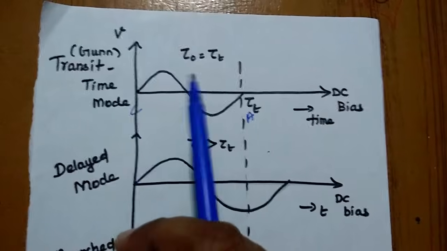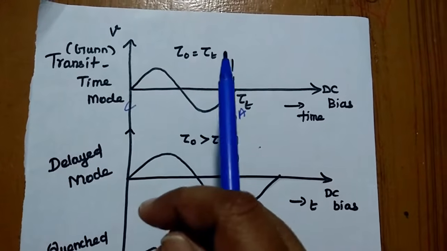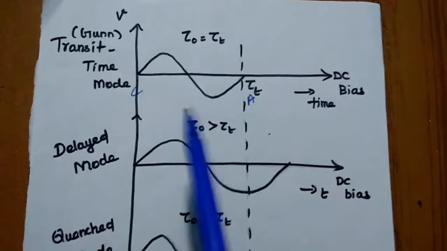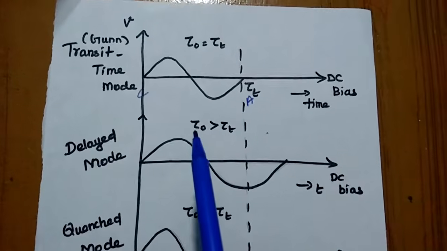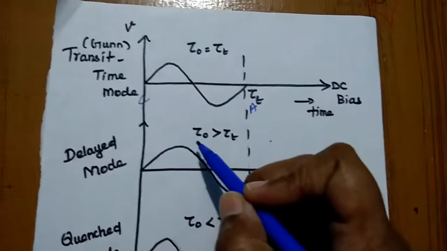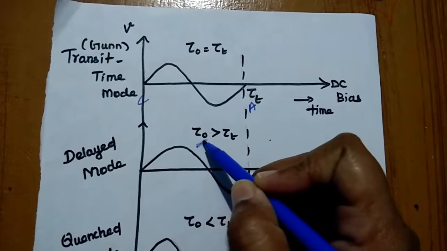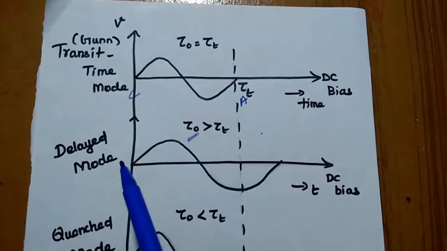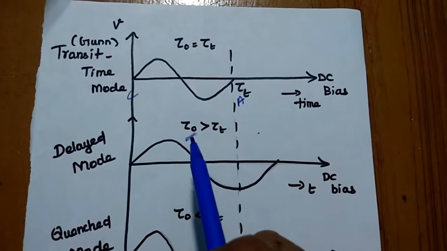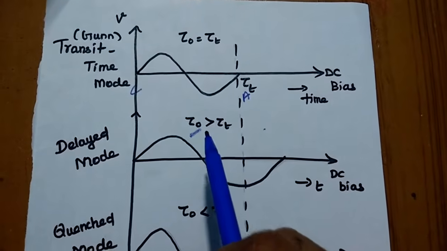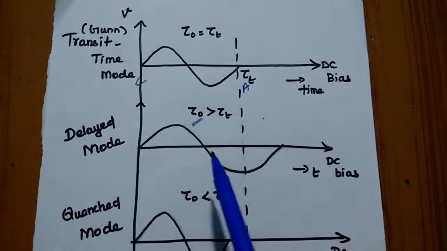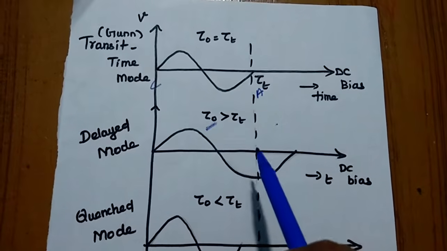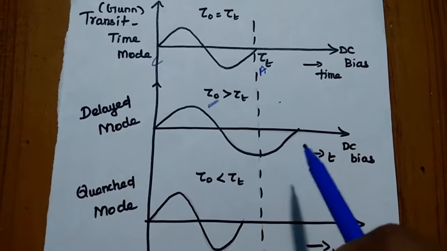For this Gunn mode, the transit time ∂0 is equal to ∂t, the same. So I can receive the signal like this. In the delayed mode, the transit time is tuned by the Gunn diode, by the resonant circuit. Here, in this delayed mode, the circuit is tuned to a value which is greater than the transit time. At that time, the signal can reach the anode a little bit later than the required transit time. This is called delayed mode.